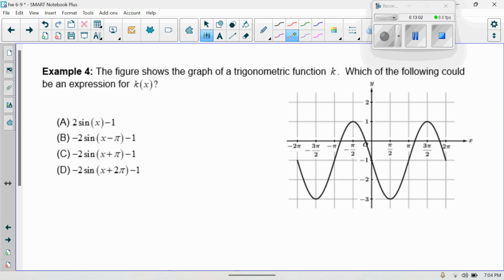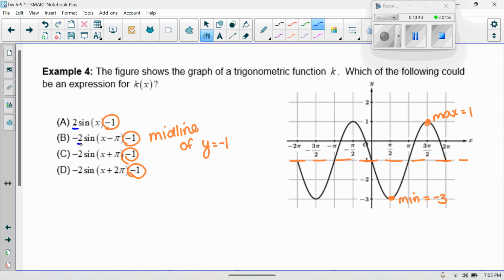First of all, I see in my equations, they all have this -1 at the end. Remember that means I have a midline of y equals -1. And visually that's true because here is my midline in my graph. My maximum is 1. My minimum is -3. So if you needed to, if they all had different midlines in the answer choices, you could determine your minimum and your maximum from your graph. And then visually, you could determine your midline as well. My amplitude is 2 in each of these, which is also true from the graph.